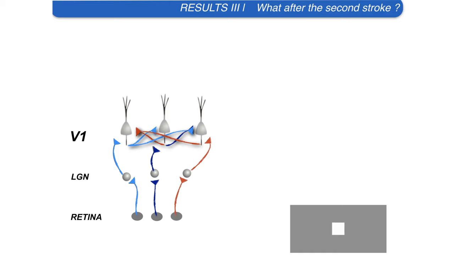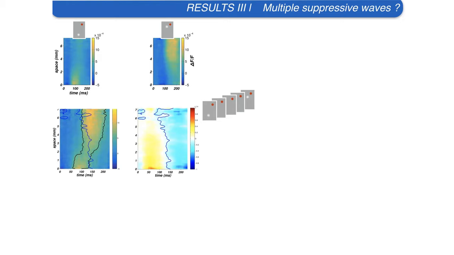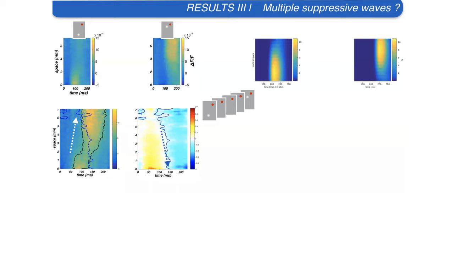Okay, so this is what I'm going to show you in voltage dye imaging. The first thing we wanted to see is whether we still had the same kind of suppressive wave with the 2-stroke and the 3-stroke. So I'm showing you now just a replication of the previously published data. This is a spatiotemporal response for 1 stroke and another stroke in 2 different positions. This is a response to the apparent motion in 2 strokes. So you have the activity here and activity here, and the suppression that goes in the opposite direction. It's just replicating what I just showed you. And this is what the model did, which perfectly explains the result that we have.